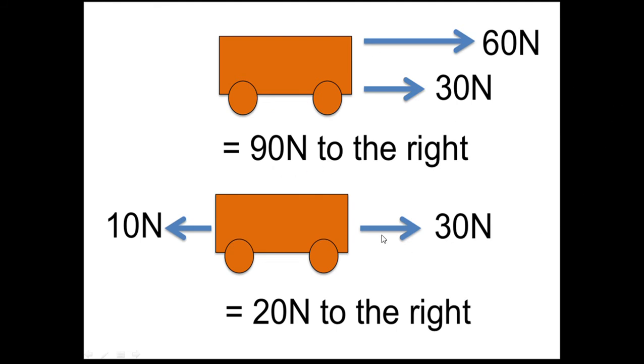Now the second picture shows two opposite forces applied on a trolley, 10 Newton to the left, 30 Newton to the right. The resultant is 20 Newton to the right.